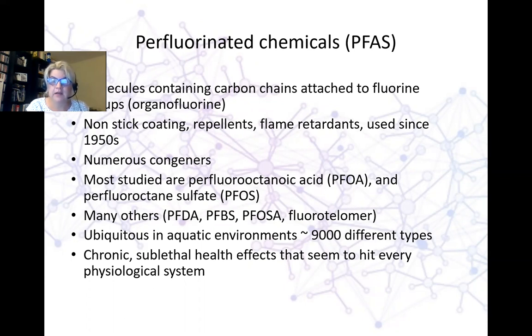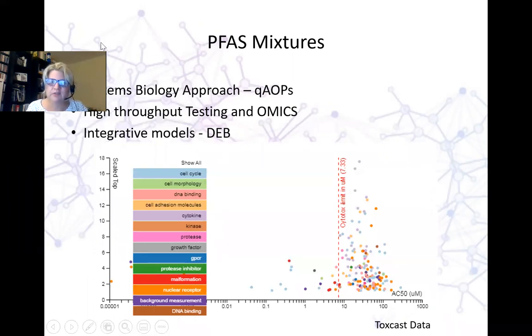They're found in aquatic environments, and I think they're estimating there's over 9,000 types. They have these chronic sublethal health effects that seem to hit every physiological system. And so this is a perfect system to explore this. And I think that's what I'm going to be doing for a lot of my career in the next little bit, with our PFAS center at MSU.